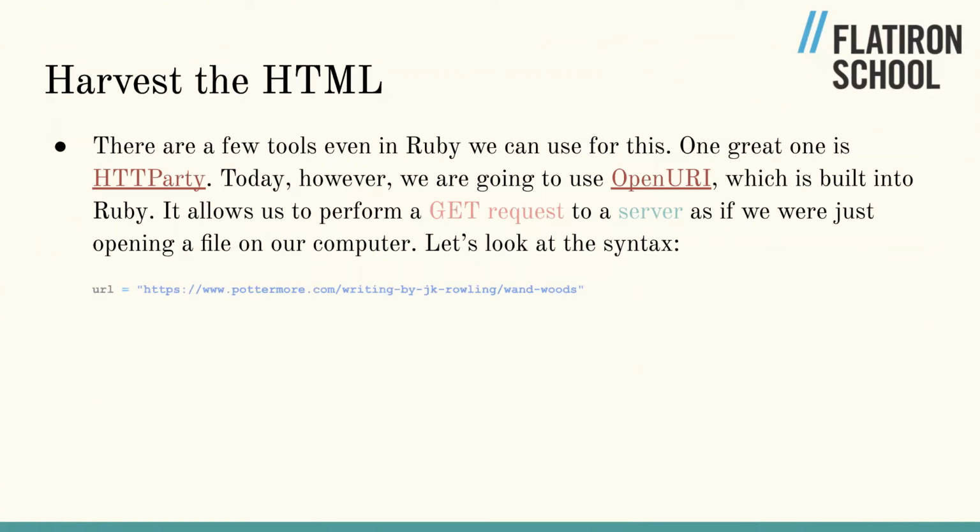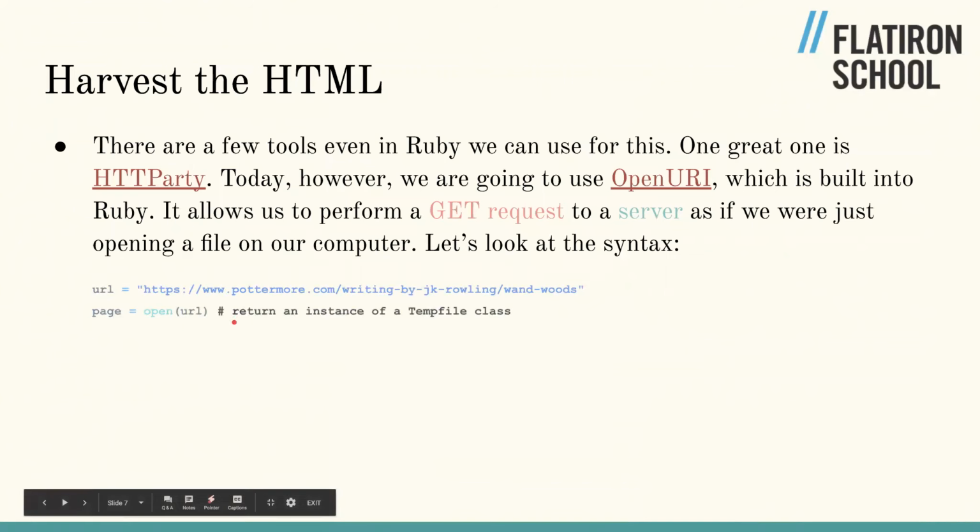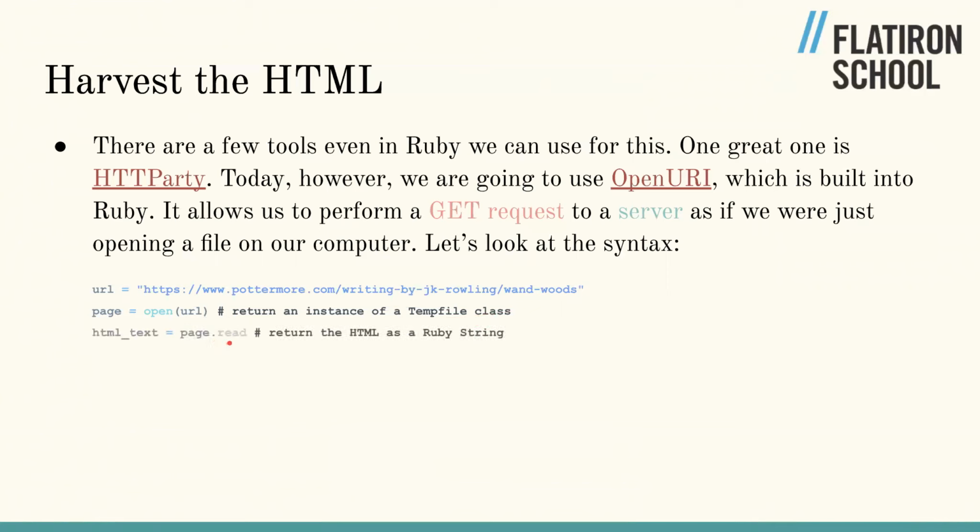All we have to do is define the URL as a string, and then we just say open URL. This will return an instance of a temp file class. So open URL is going to let us do GET requests as if we're opening a file on our computer. When we say open URL, it'll go to that URL, do the GET request, and then it will have a temp file class, which we can then read and turn into a string, which will be HTML text. But we have to require OpenURI at the top of our file. Yes, we do. And I'm about to show you an example of that.